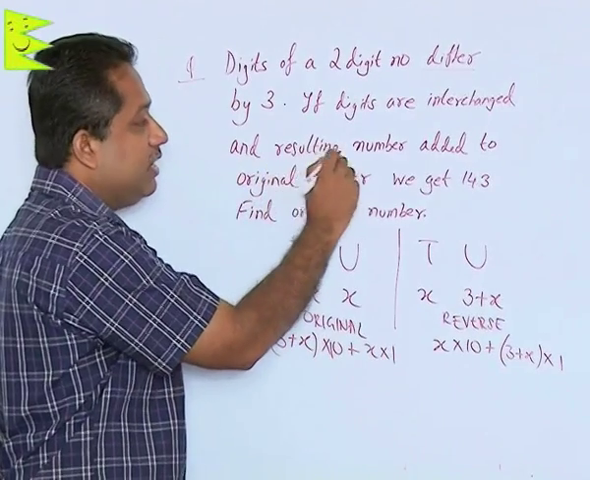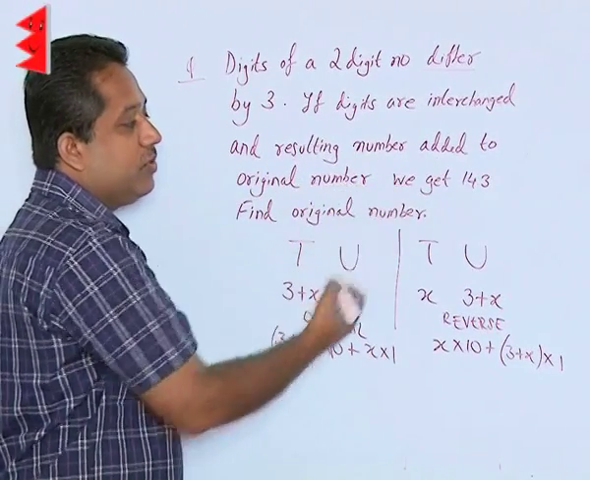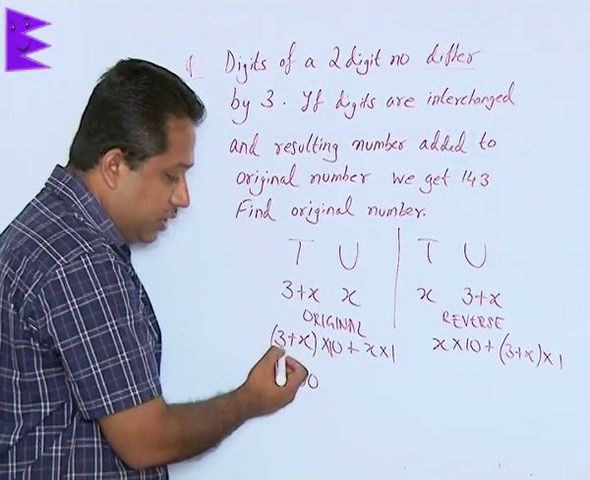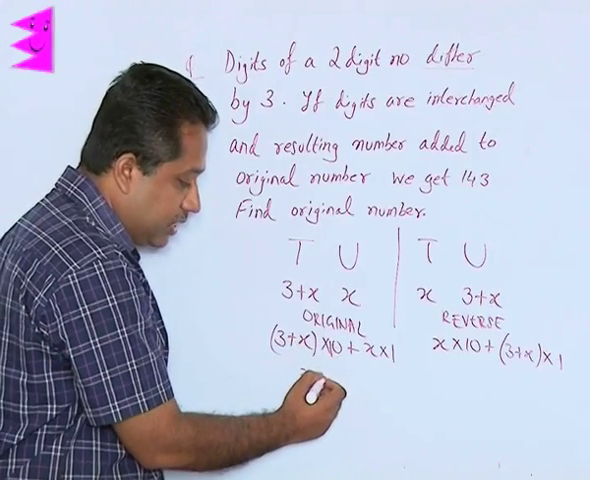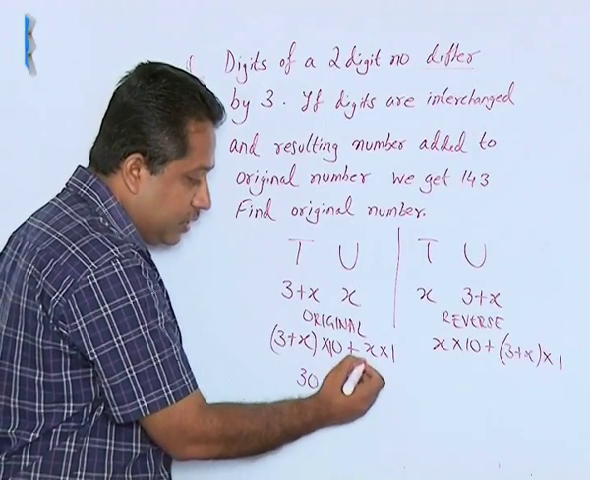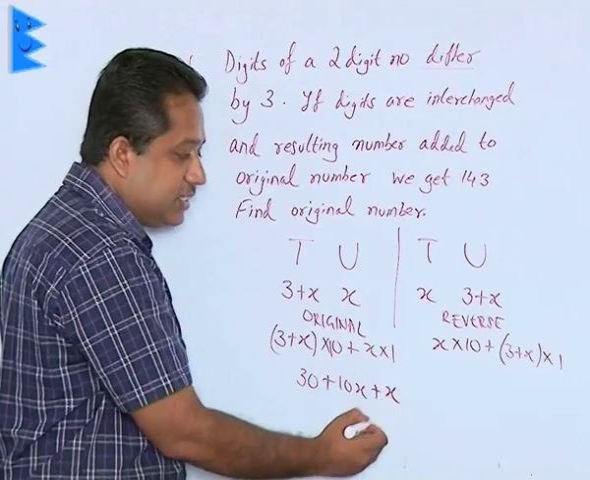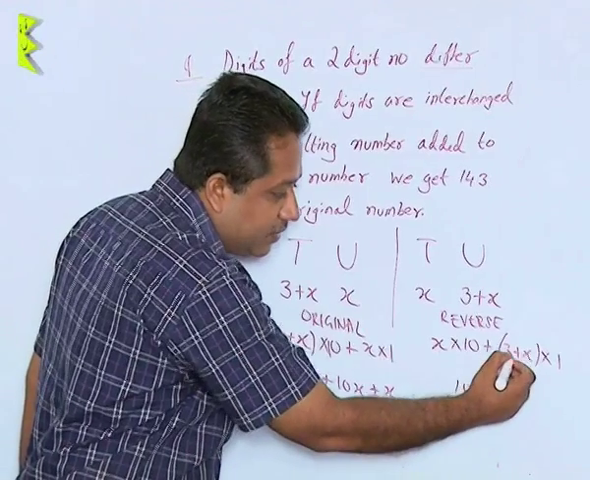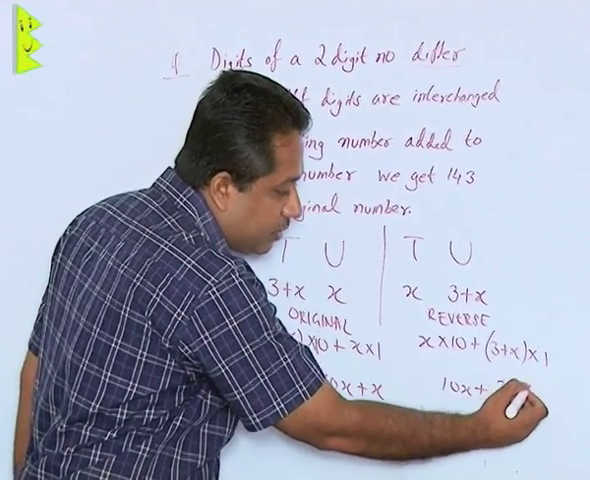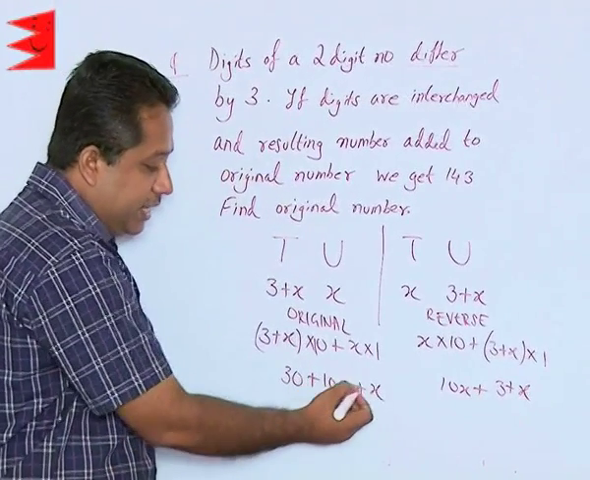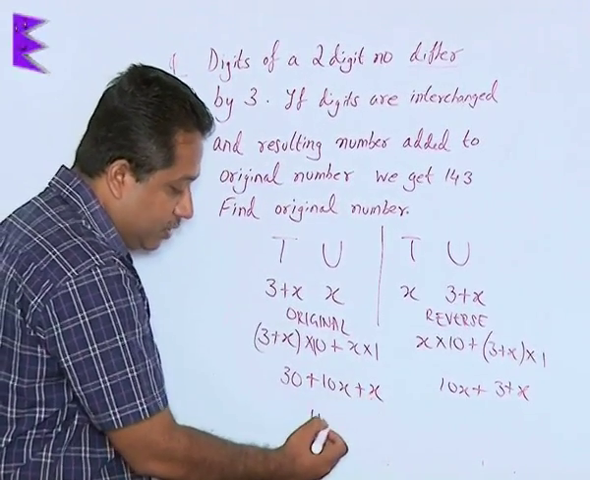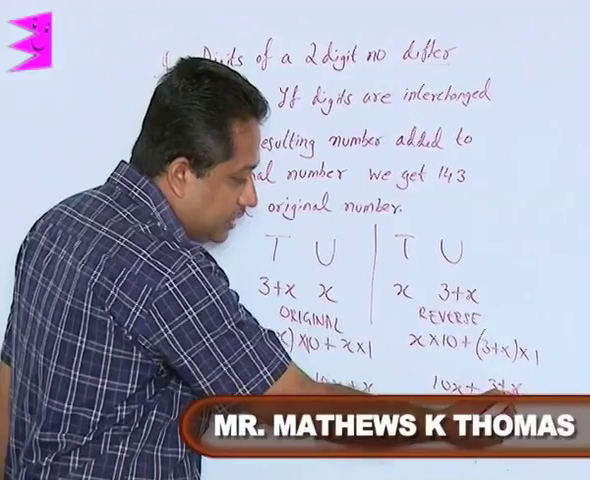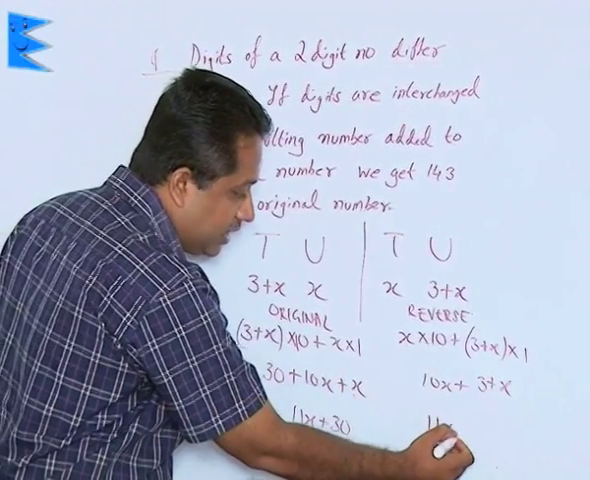And as per the question, the resulting number added to the original number should give 143. So, solving this, it will become 30 because 10 into 3 is 30, and this x has to be multiplied with 10 again. So, this is going to be 10x plus x into 1 that will give us x, and here we are going to get x into 10, that is 10x, plus 3 plus x into 1 that will give us 3 plus x. So, adding the like terms, this is 11x plus 30, that is the value of the original number, and this is going to be 10x plus x, that is 11x plus 3.